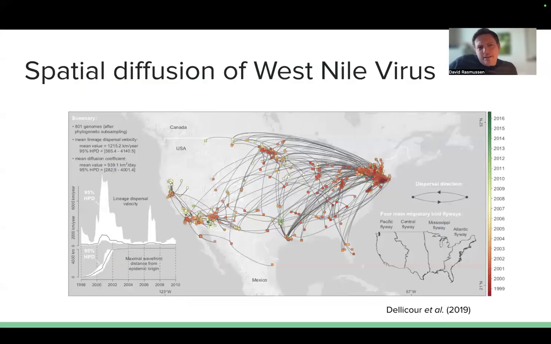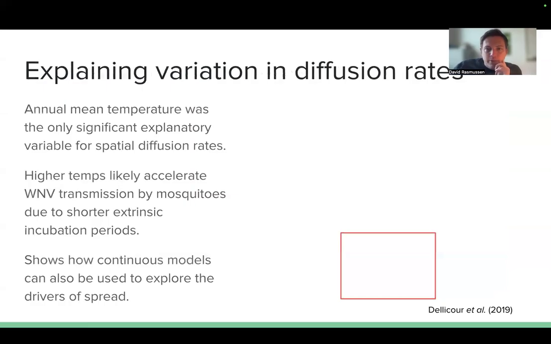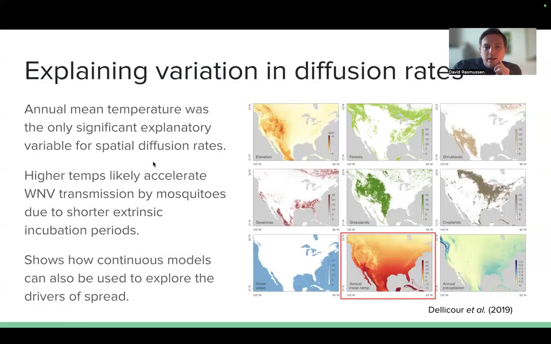A subsequent analysis that was done by Simon Delacour and all took a closer look at this data set and asked, similar to what we saw with the rice yellow mottle virus, well, what features of the landscape or what explanatory variables in the landscape can actually explain or predict how quickly West Nile virus was able to diffuse across the landscape. So here they looked at multiple different explanatory variables, including things like elevation and forest coverage and how much grasslands there were, as well as more physical things like annual mean temperature and annual precipitation.